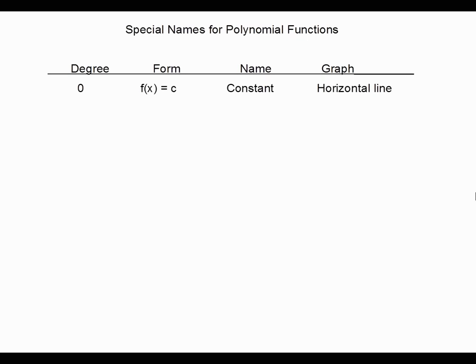So for degree 0, it's f of x equals c. F of x equals a number. The name is constant. Its graph is a horizontal line. Again, c is just a number. It's called a constant. It's a horizontal line. Degree is 0.